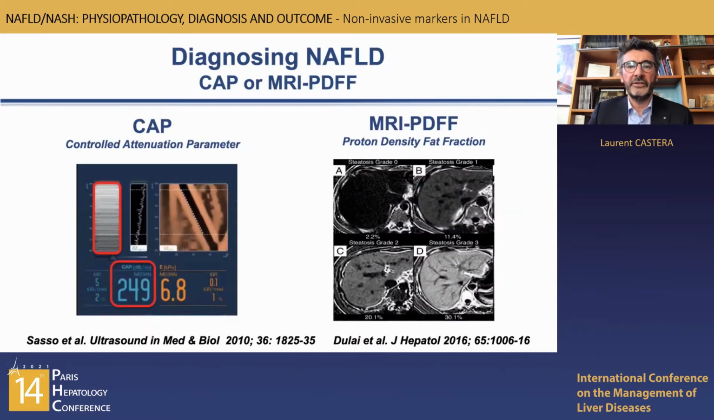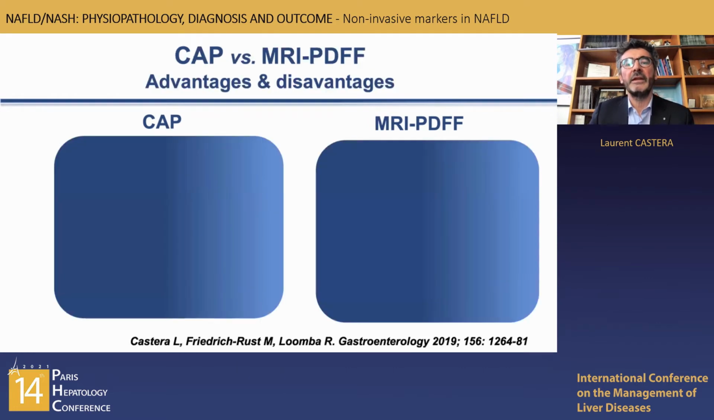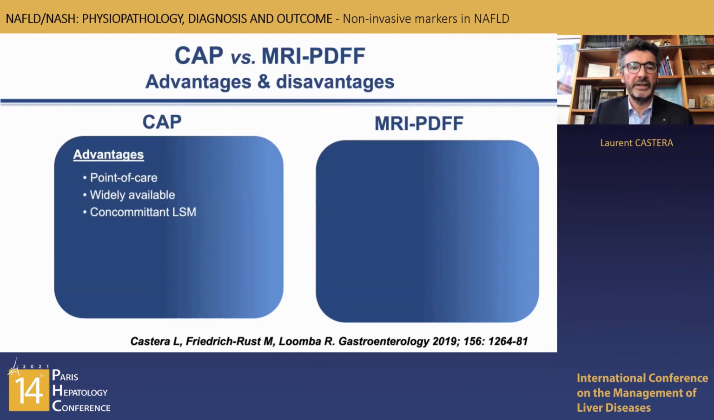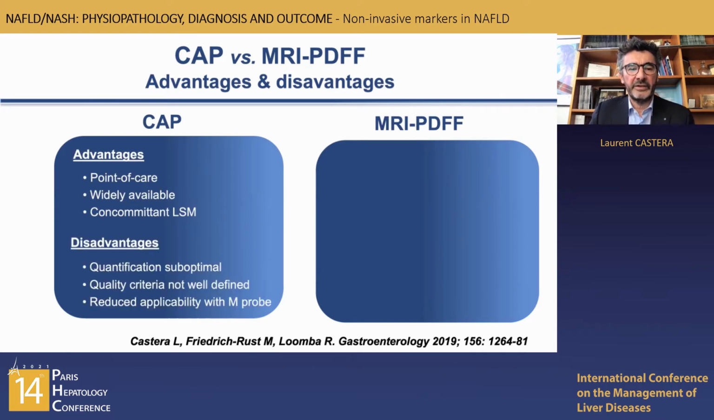So regarding the diagnosis of NAFLD, CAP or MRI-PDFF. CAP comes on VCTE, with results ranging from 100 to 400, and MRI-PDFF stands for proton density fat fraction. What are the advantages and disadvantages? CAP is a point-of-care technique, widely available already, and allows concomitant liver stiffness measurement. The main disadvantages are that quantification is suboptimal, quality criteria are not well defined, and applicability is reduced when you're using the M probe.